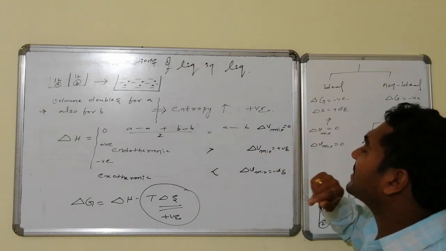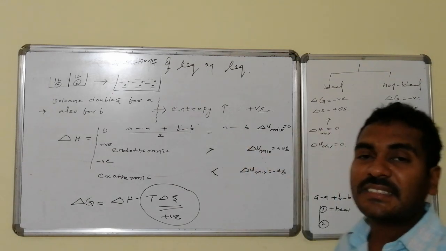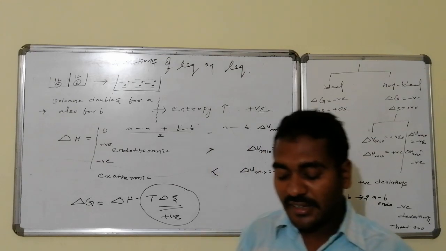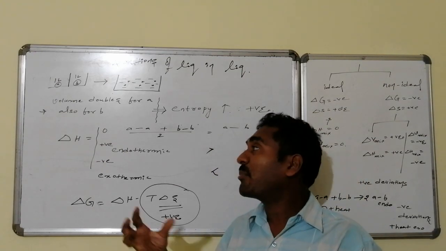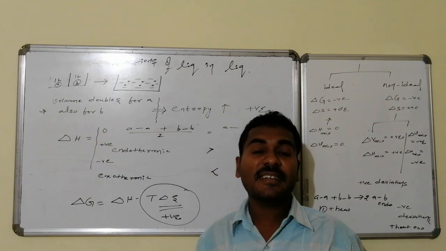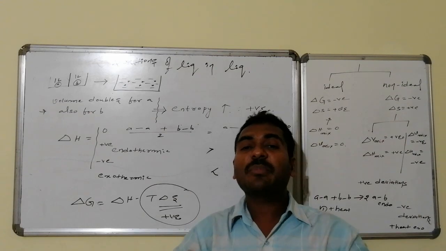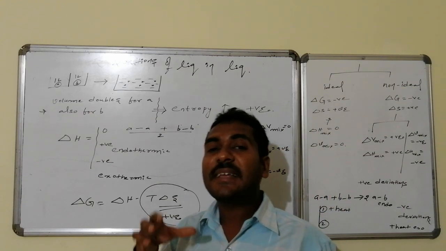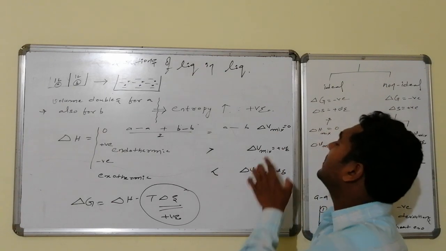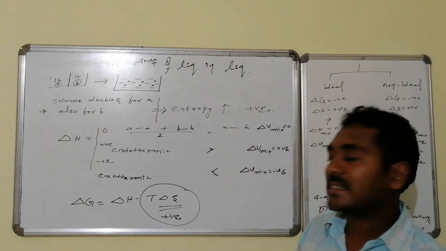Why are we getting extra volume? Because the interaction strength of A and B is weak. A and B are far away compared to the average A and B distance. So therefore extra volume can be occupied by them. As a result, here delta V mix will increase.